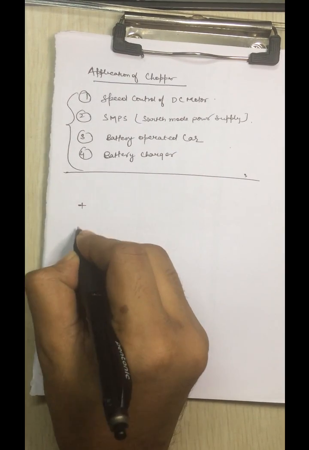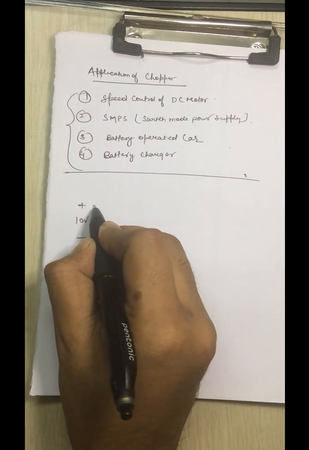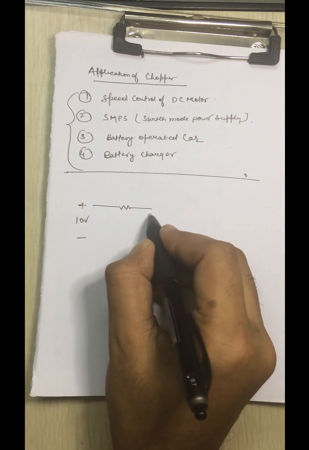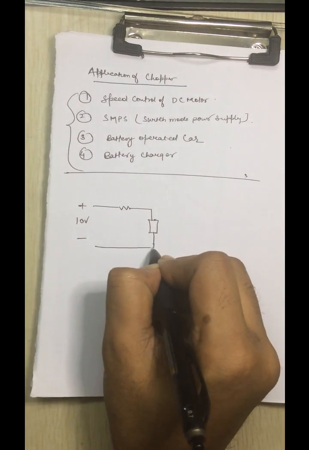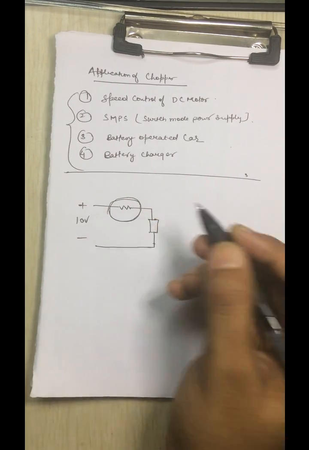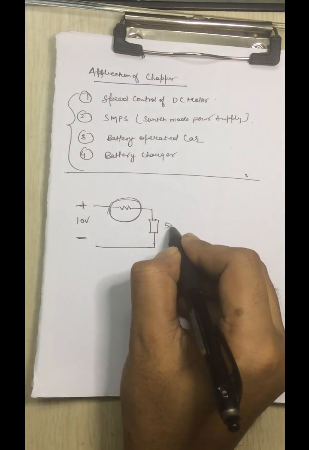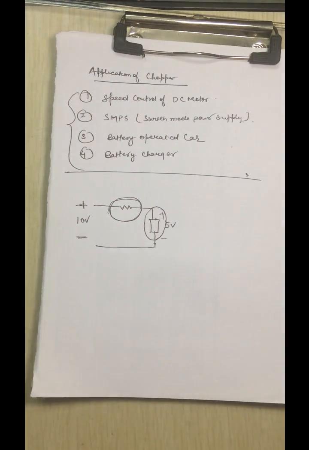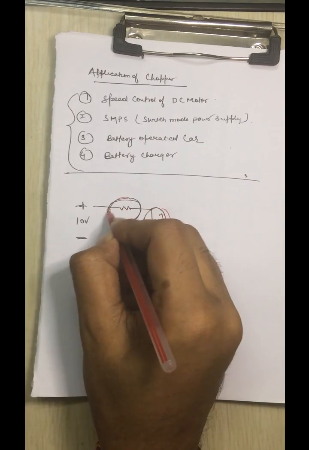Suppose that we have a DC source of 10 volt. Now we can convert this 10 volt into 5 volt by putting some resistance. If you put a resistance, this is not an efficient system, because you are dropping it here. If at the end you are getting the 5 volt at the output, what does it mean? There is definitely going to be a drop over here.